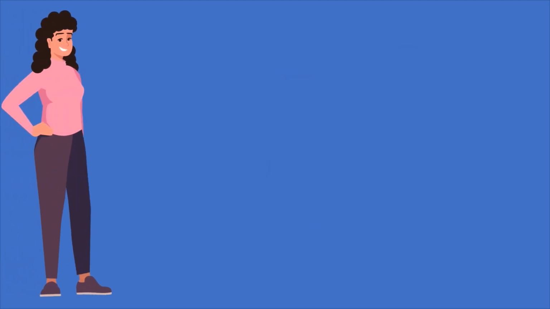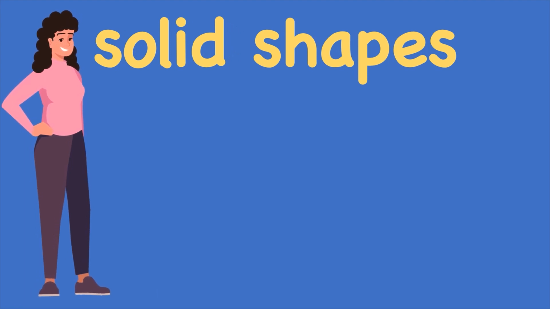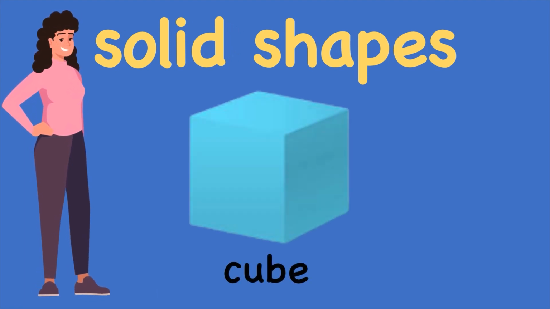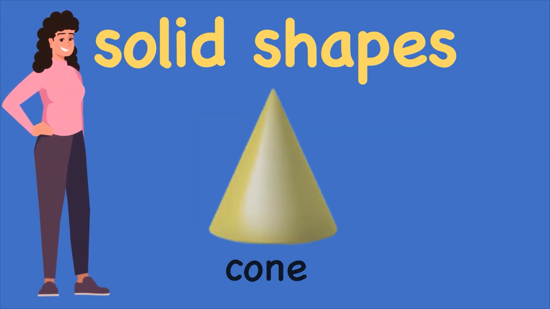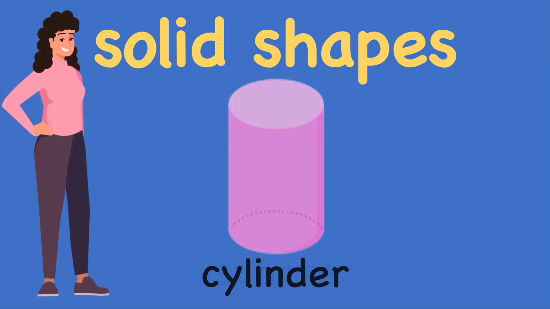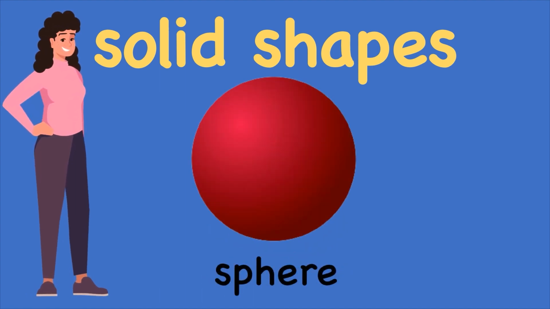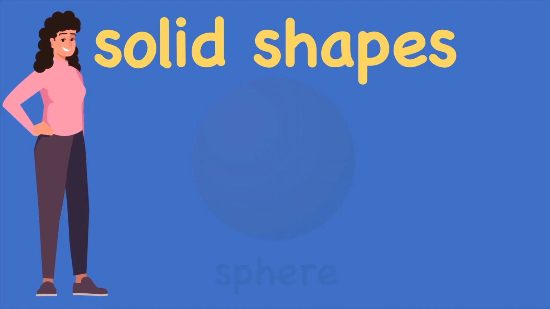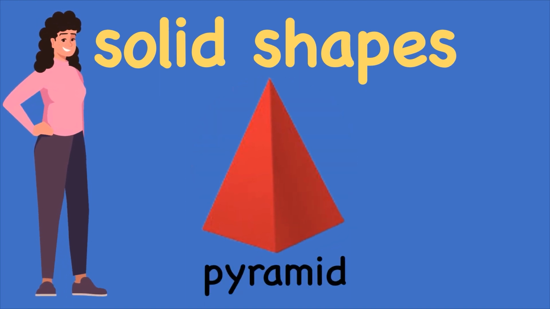Hey, before I go, let's review the solid shapes. Cube, cone, cylinder, sphere. And this one is a pyramid. Pyramid.